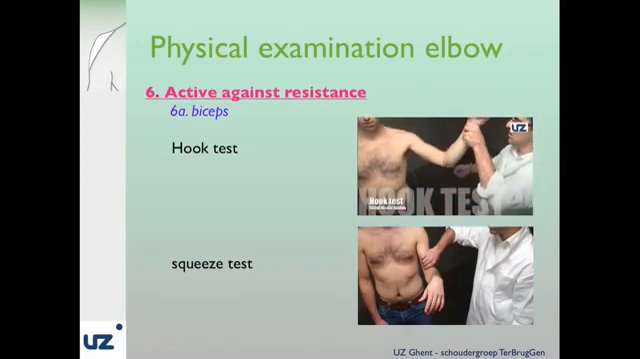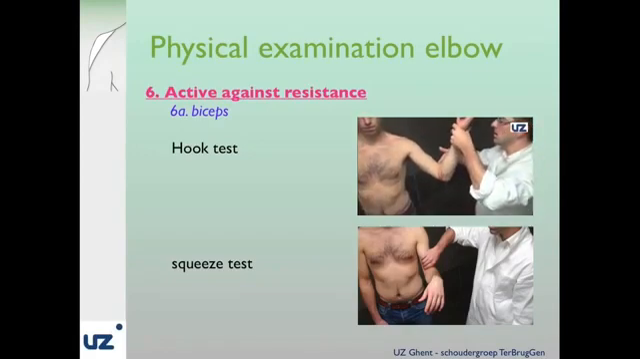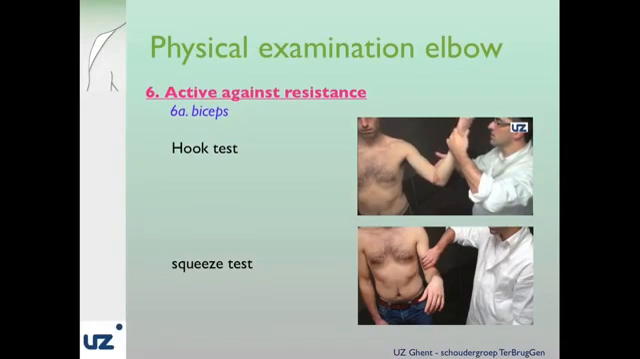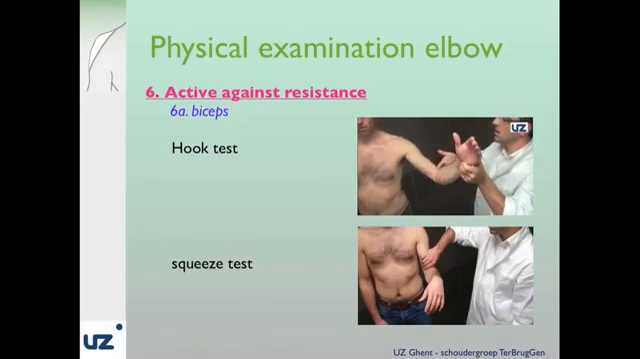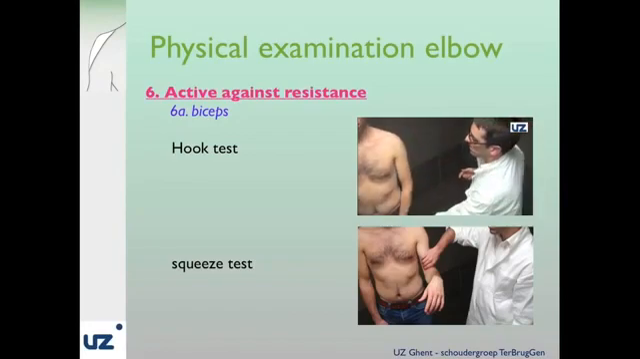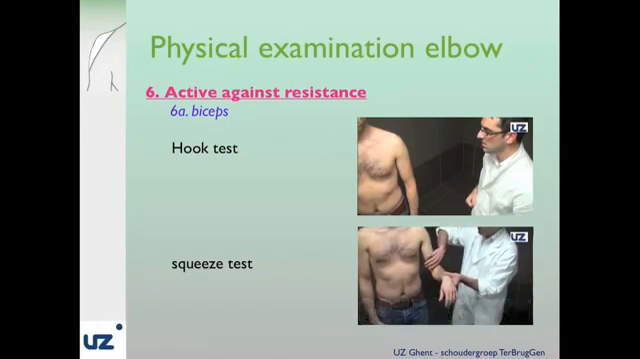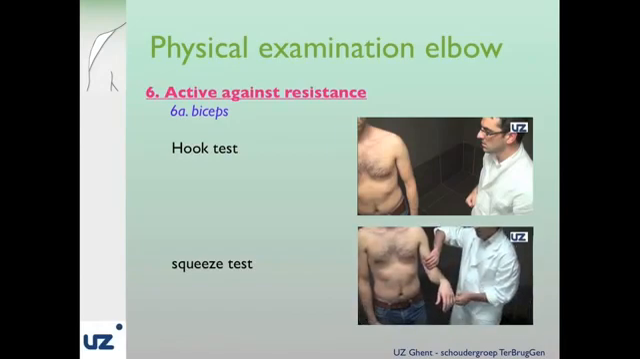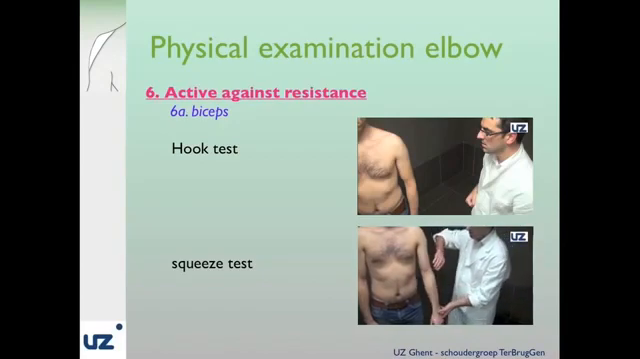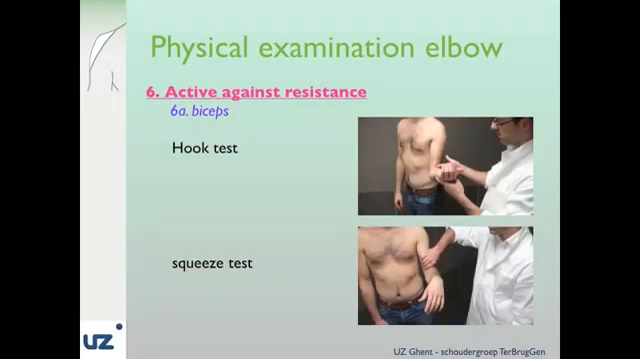Next, the biceps. The hook test involves hooking the examiner's index finger underneath the tendon from the lateral side with the elbow in 90 degrees of flexion and full supination. Sensitivity and specificity are reported to be 100% for a full tear. The biceps squeeze test is the analog of the Thompson test for Achilles tendon rupture. Sensitivity and specificity are reported to be high, and patients who undergo successful repair exhibit return of a positive squeeze test.